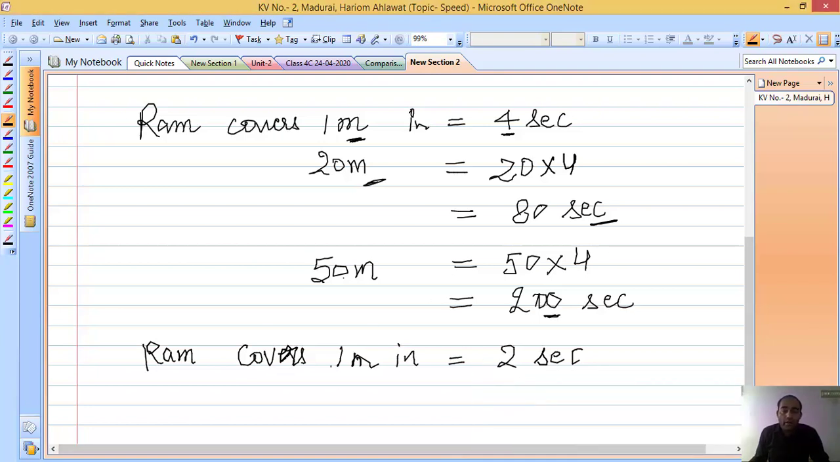Okay. Ram covers 1 meter in 2 seconds. He has increased his speed and now he is covering 1 meter in 2 seconds. Okay, now the same, to cover 20 meters, how much time will he use? 20 into 2 means 40 seconds. Okay, now you see, look here.